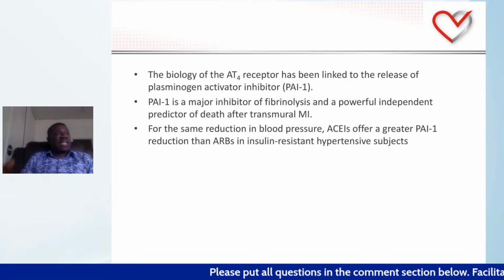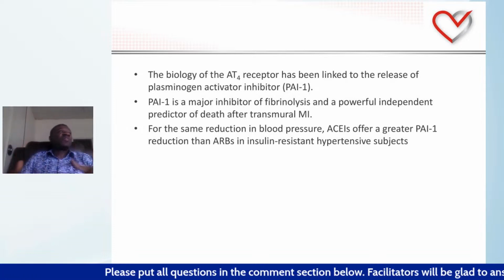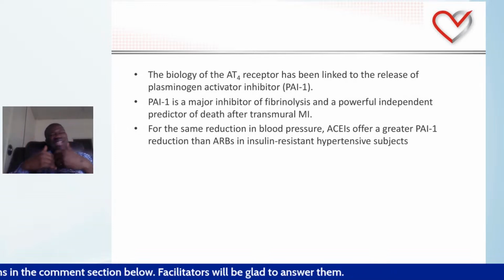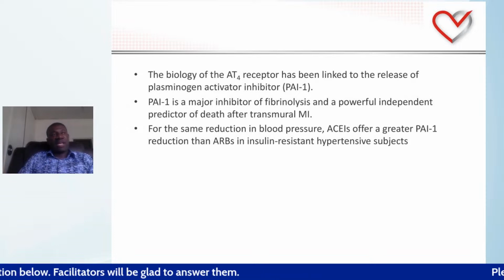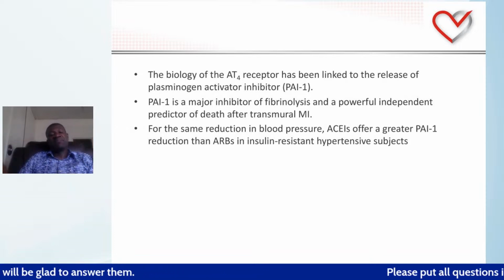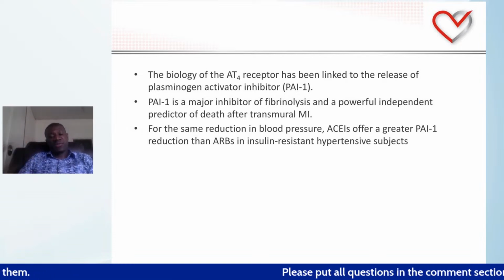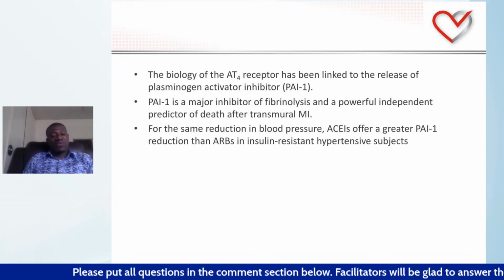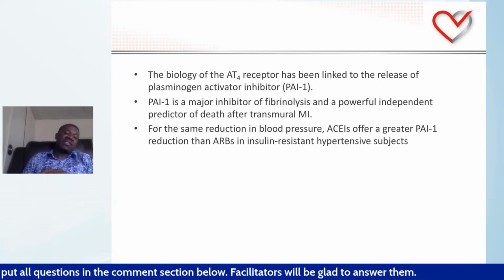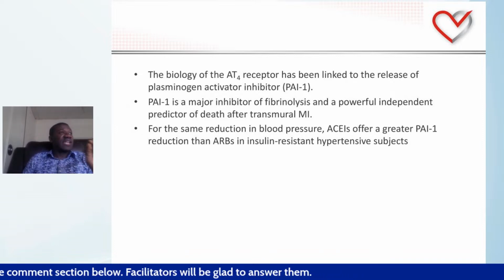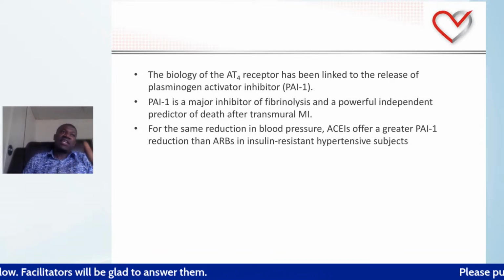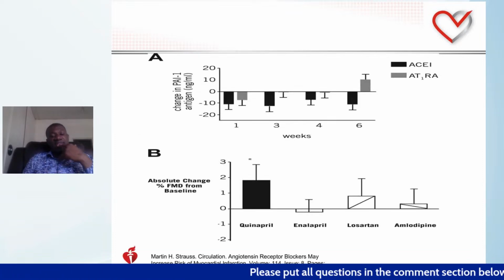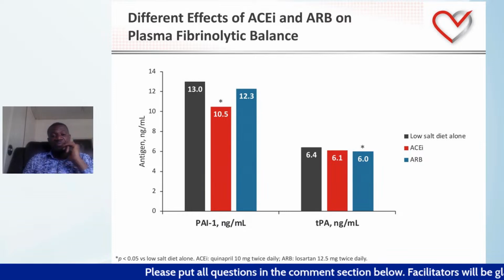And therefore, for the same reduction in blood pressure, so these drugs we are talking about today, beyond blood pressure reduction, if you give ACE inhibitors and ARBs, they may give you the same amount of blood pressure reduction, but beyond the numbers, ACE inhibition will offer a greater reduction in plasminogen activator inhibitor, and that will be a good effect. And that's happening in patients who are insulin resistant and hypertensive. So these are metabolic syndrome patients who have a very high risk when it comes to cardiovascular events.